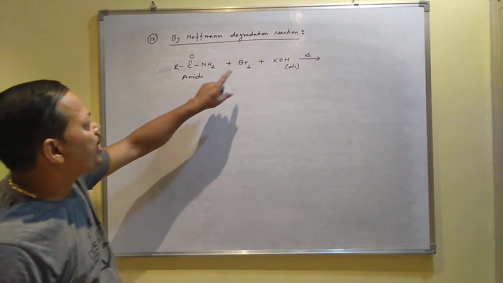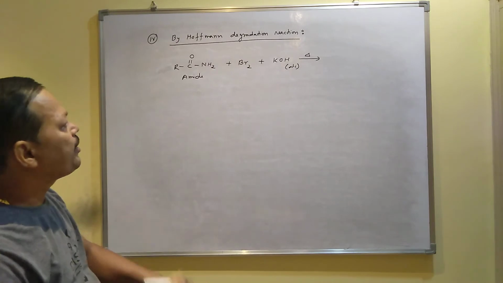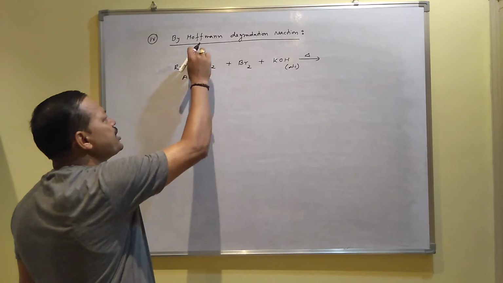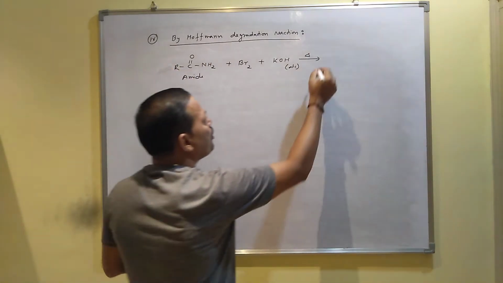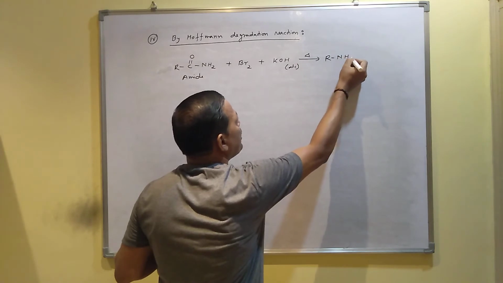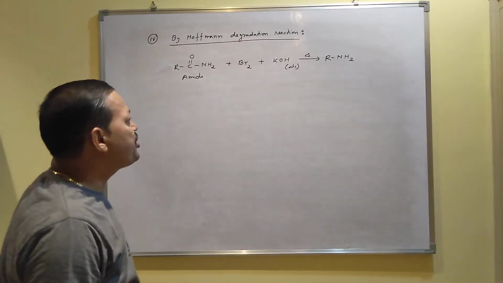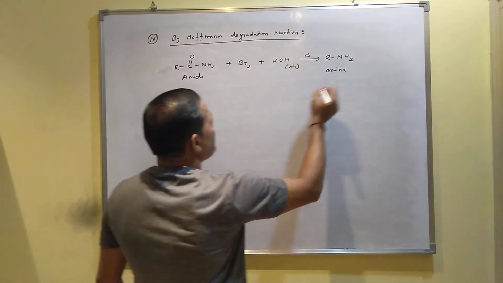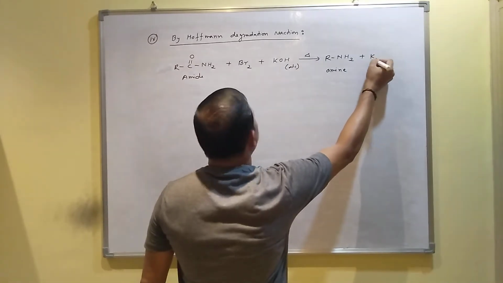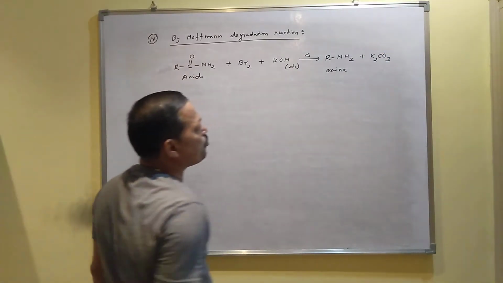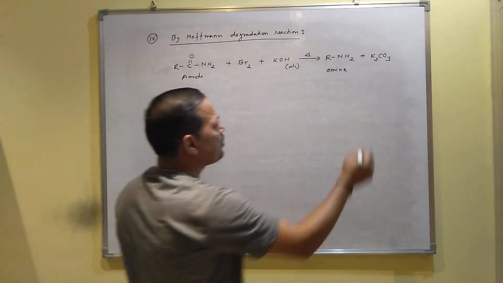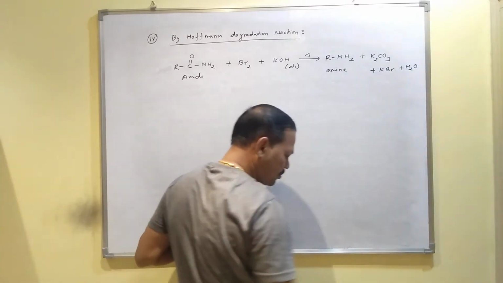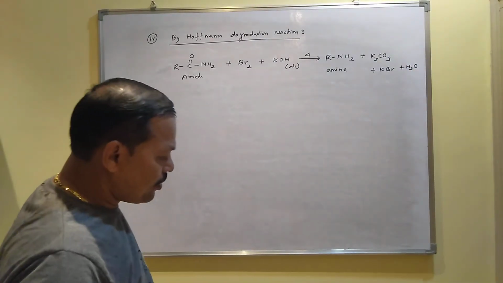So when this amide is reacted with bromine and potassium hydroxide, it will convert to amine, and when the amine is produced, this CO will be completely removed from the compound and you will get RNH2. Ultimately 1 carbon is reduced. That's why the reaction is called degradation reaction. Plus, as a side product you will get potassium carbonate. The carbon combines with potassium to produce potassium carbonate, and other side products you will get are KBr and water.